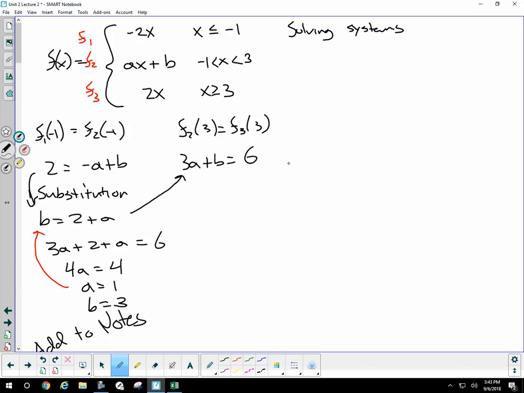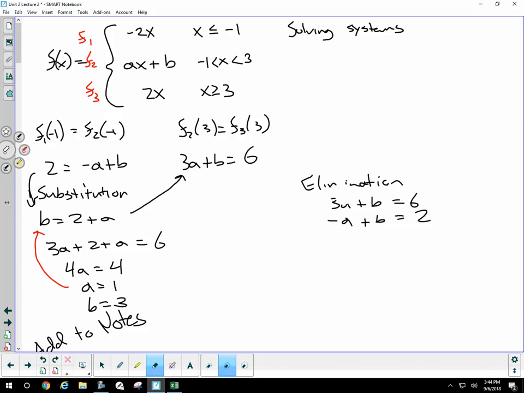The other method is elimination. Depends on the situation which one is easier to use. With elimination, we stack the two equations on top of each other so that the variables are lined up. 3a plus b is equal to 6, and negative a plus b is equal to 2. Now, our goal is to add these two equations together so that one of the variables is eliminated. Now, if I add these two equations right now, I'd get 2a plus 2b equals 8.